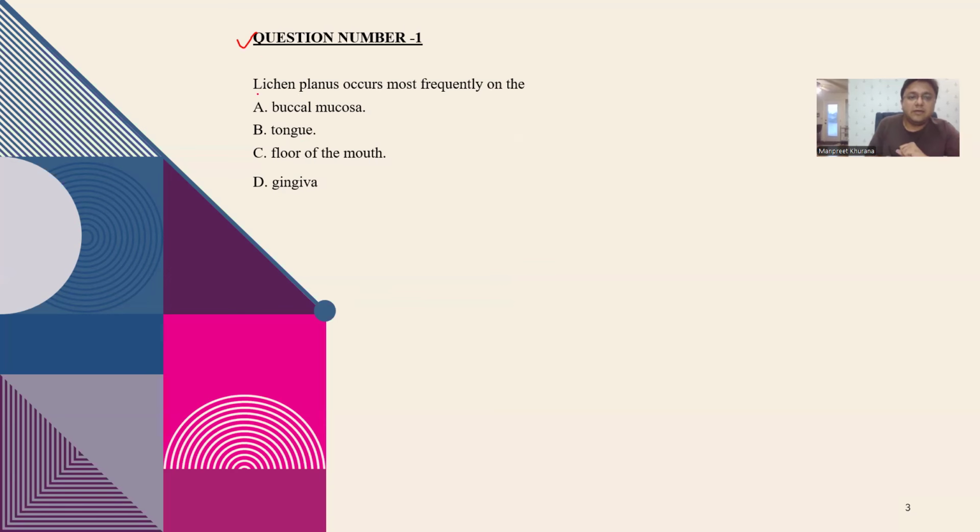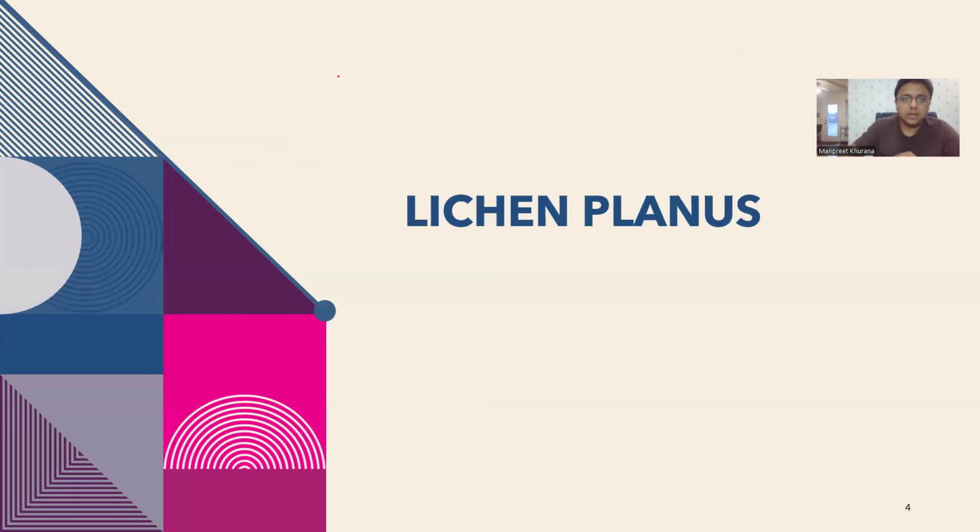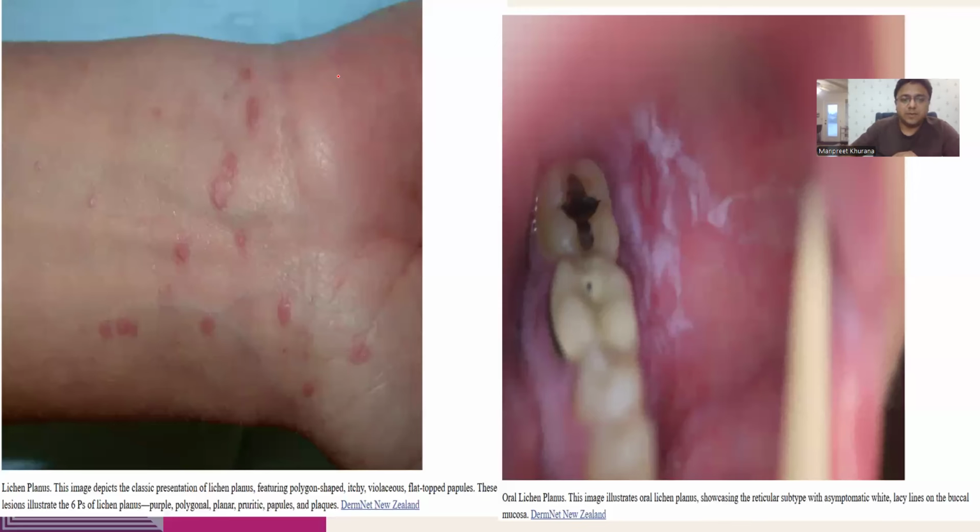Obviously, if a question is asked on lichen planus, this is a very important topic. So we'll take the most important points related to lichen planus and explain them. I will let you know what other questions can be asked related to this topic. So let's talk about lichen planus. This is a picture of lichen planus. This is a classic presentation. Let me just remove this so that you can see.